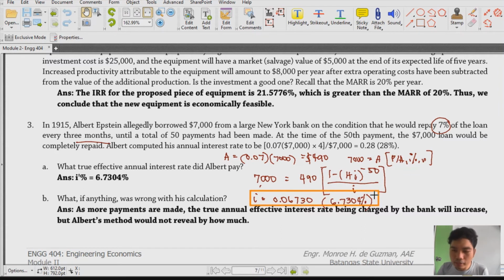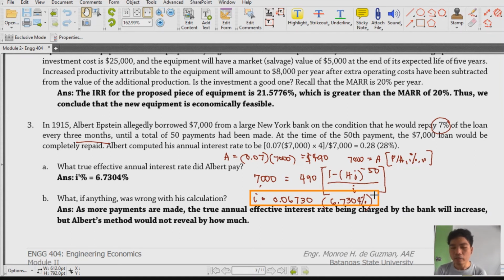So ganun lang siya kasimple, and diba, this one is already computed before in your prelim. Parang ganito yung idea nun before. Mag-start tayo magkaroon ng effective or annual interest rate, diba? Sometimes we even do this by using muna yung ating IJO so that we can have an annual interest rate before we start computing for the PW, FW. So, di ba may mga ganun din. But then, what is the answer for the next one? What if anything was wrong with his calculation?